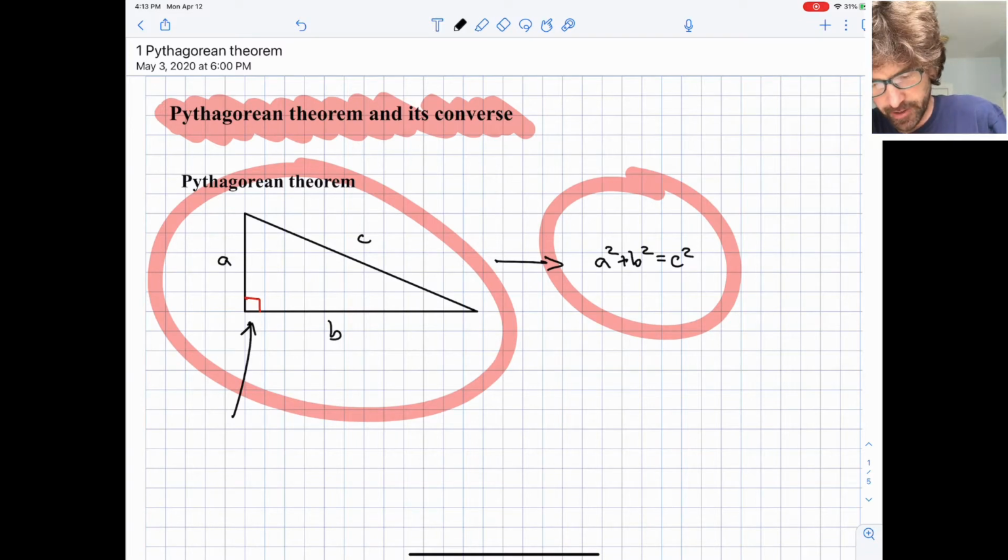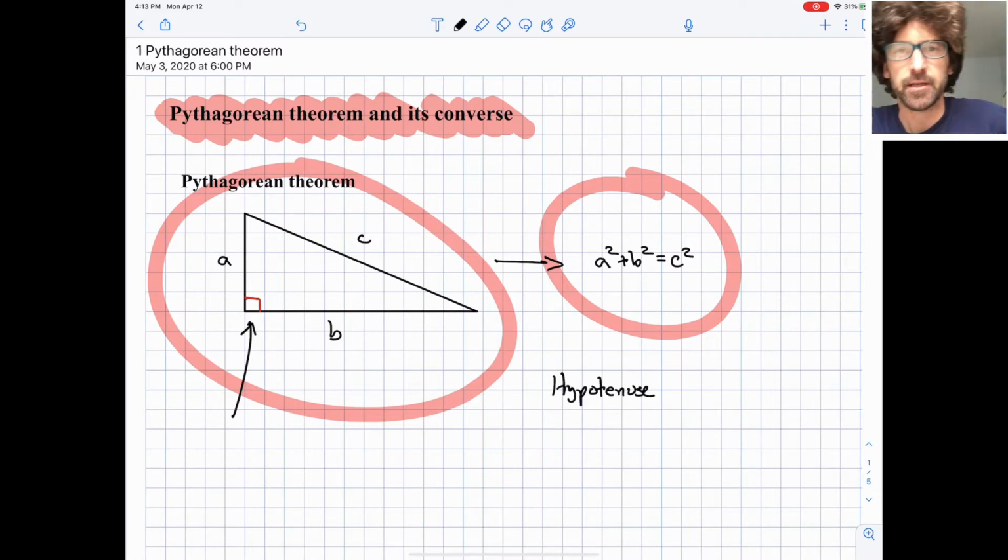And I'll spell that out for you here. The hypotenuse of the right triangle is the side of the right triangle across from the right angle, and it's the longest side in the right triangle. Okay, so a squared plus b squared equals c squared is the Pythagorean theorem.